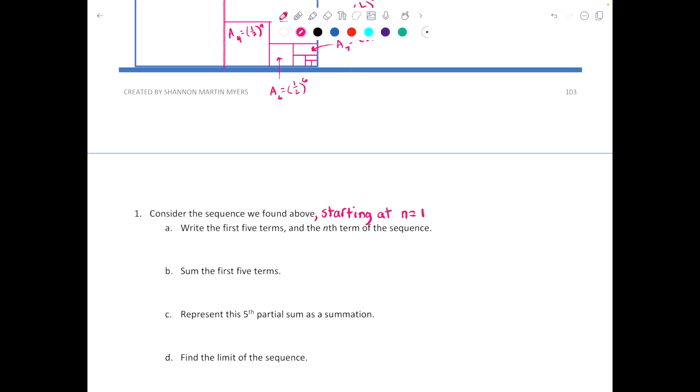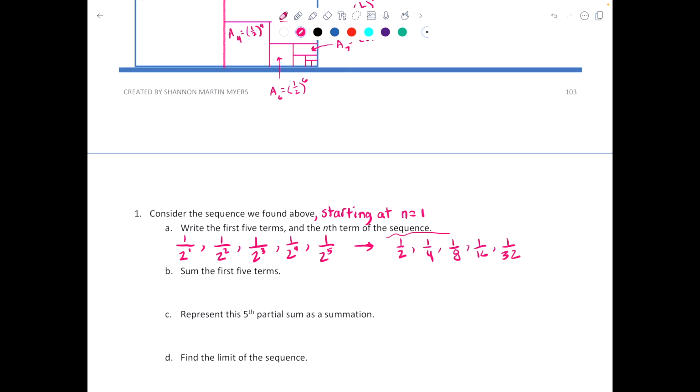So we're going to write the first 5 terms starting with n equals 1. So we'd have 1/2 to the 1, 1/2 squared, 1/2 cubed, 1/2 to the 4th, and 1/2 to the 5th, which of course is 1/2, 1/4, 1/8, 1/16, and 1/32. Cool, cool?